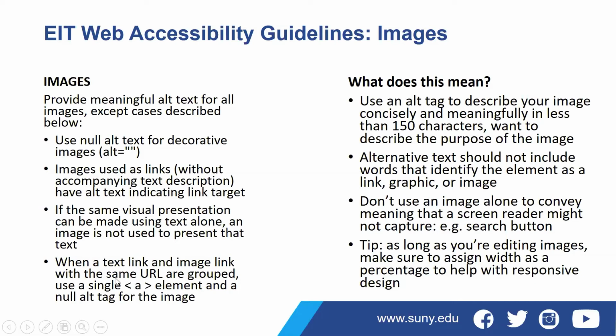Okay, this is what I was mentioning about. So you have a URL and a text link, and you can just use a null alt tag because it already has, within the A tags, the name of the link where you're going to. So don't use an image alone to convey meaning. That kind of makes sense. That's along with color. If somebody can't see your image, they won't know what it's about. So you do want to explain what the image is doing there and what people need to know about it.